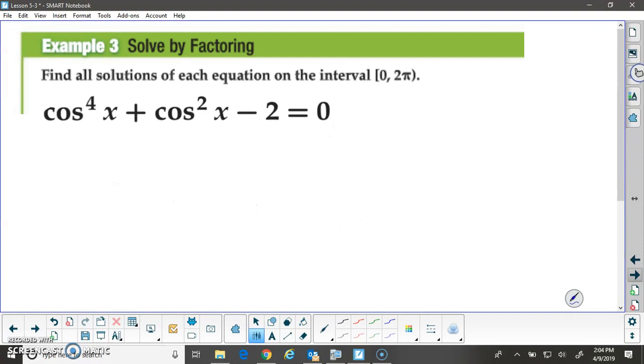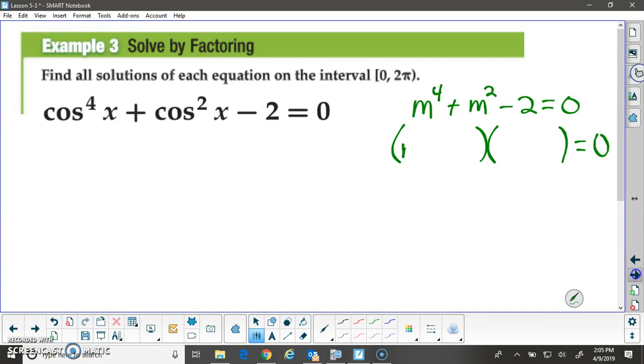Last problem I want to go over with you. This problem, again, solving between 0 and 2 pi, gets solved similar to a quadratic equation, a problem that you might see in Algebra 2. So I want you guys to think of this as m to the 4th plus m to the 2nd minus 2 equals 0. If you were in Algebra 2 and factoring to solve this, you would set an m squared at the beginning of both factors.